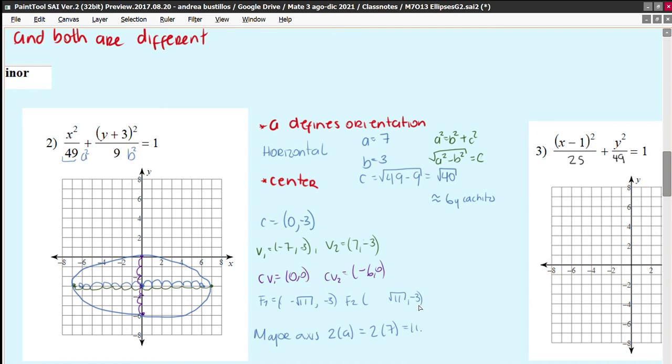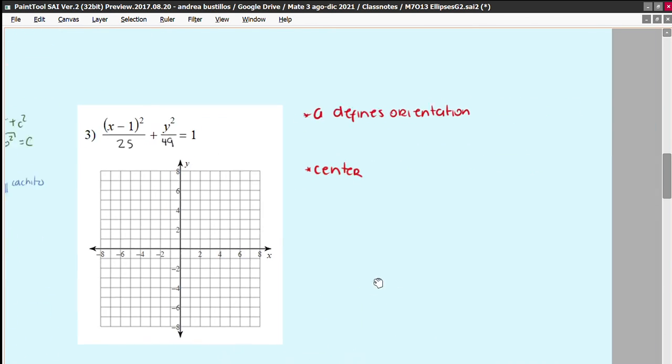so this is 14. And the other one is going to be the width of our ellipse in its narrow side, so it is this one. So the distance from co-vertex to co-vertex is 2 times b, because you know that the distance from the center to co-vertex is b. So 2b is, in this case, 6. So that's how we get all the info from an ellipse. Let's see a vertical example. So that was a spoiler alert.